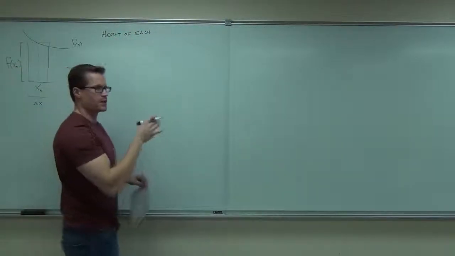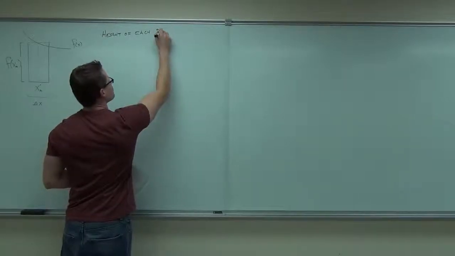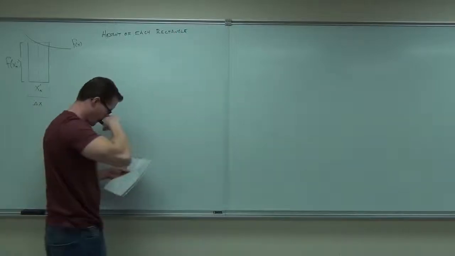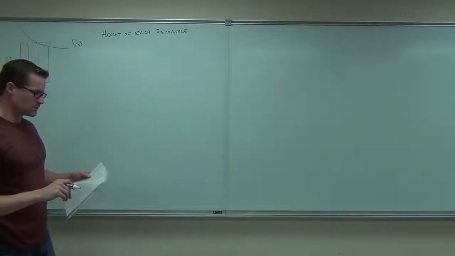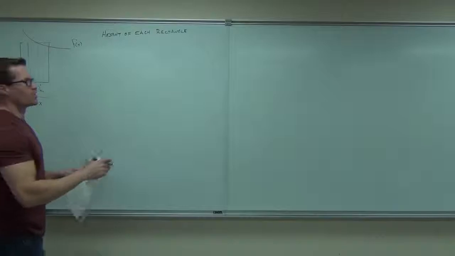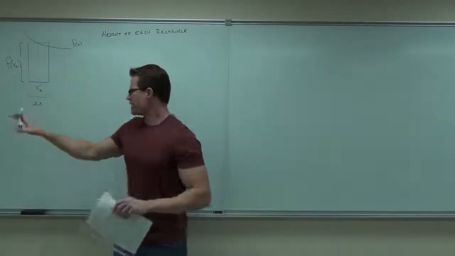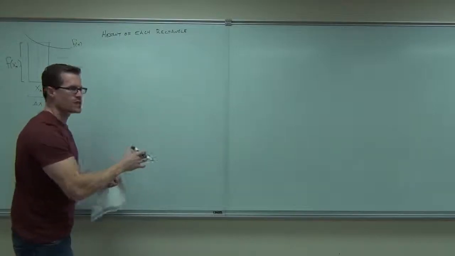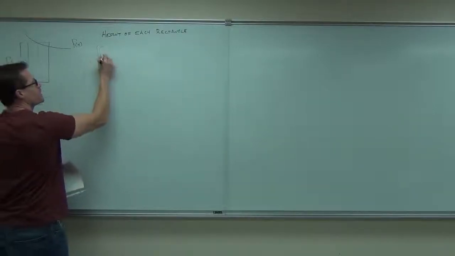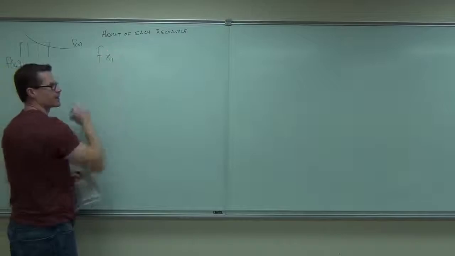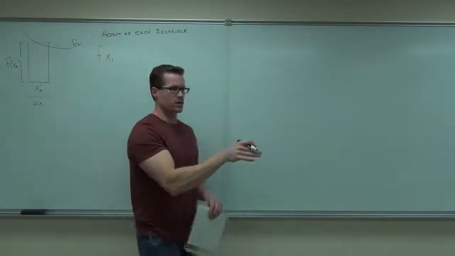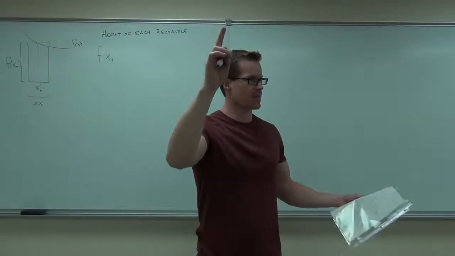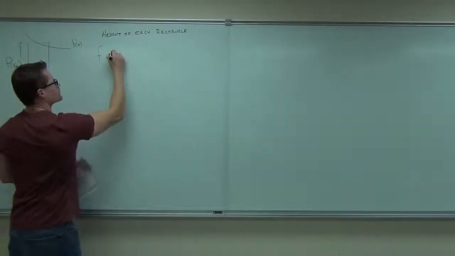Let's talk about the height of each rectangle. Since we already did this, we know the height of the first rectangle. Every single rectangle we could think of has this height. What's going to be the height of the first rectangle? Well, let's look at it. It'd be f of x1 dot, right? Whatever the first arbitrary point is, we go up to that height. That's the height of the rectangle. Make sense? That'd be the first rectangle.